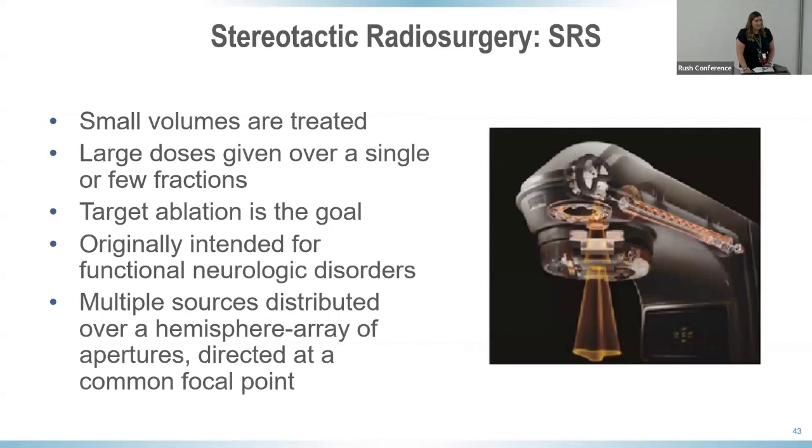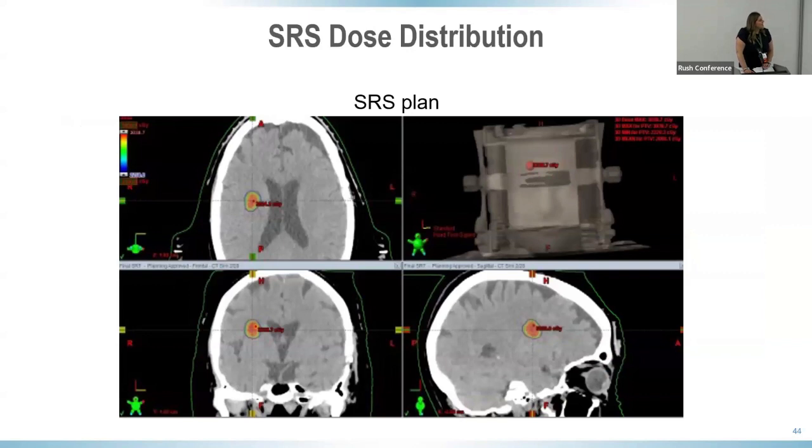So what is stereotactic radiosurgery? Well, much like SBRT in the lung, small volumes are targeted. So we're able to target very small areas and limit toxicity to the larger brain tissue. Larger doses are given over a few fractions. Usually we can give it in as little as 1 fraction. Target ablation is of course the goal. It was originally intended for neurologic disorders, but it was then found to be very effective in treating brain cancer. So this is an example of an SRS plan.